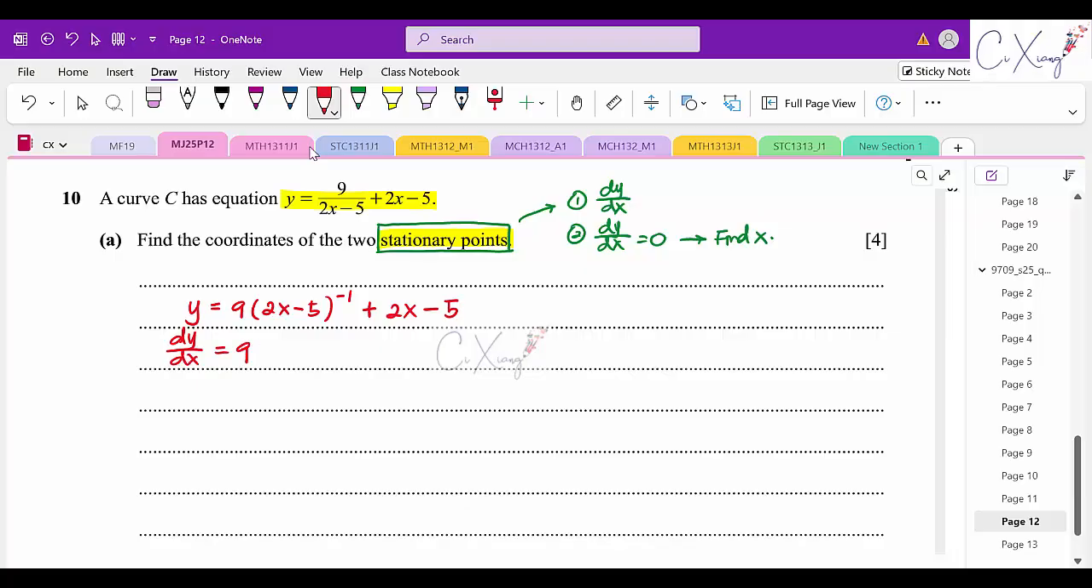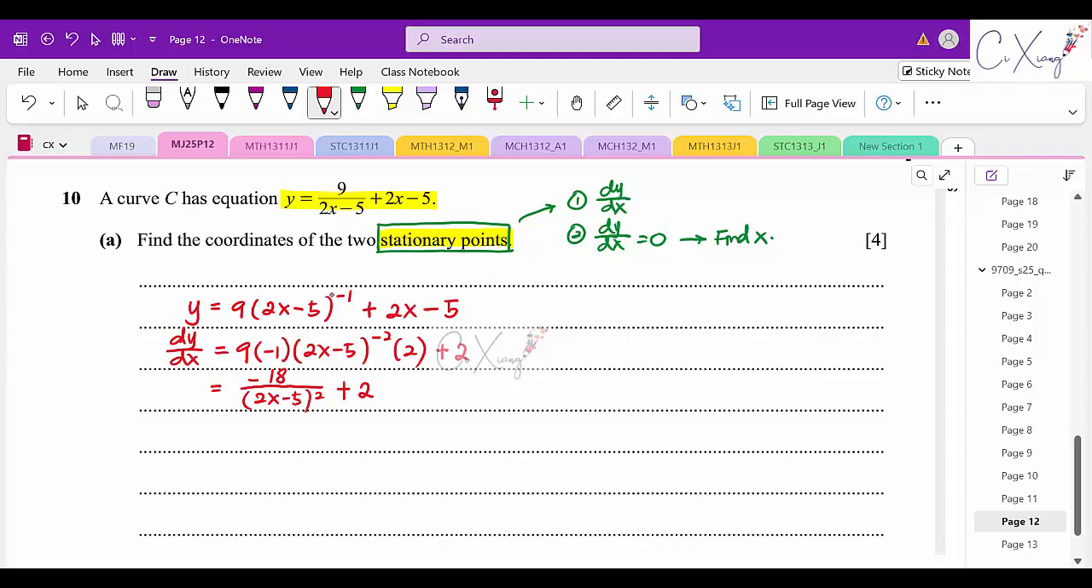I differentiate the bracket with power negative 1. When you do the differentiation, power you put in front, copy the bracket, power minus 1 become negative 2. You differentiate the thing inside the bracket, differentiate 2x minus 5. You have a 2, right? Then differentiate the next term. Differentiate 2x, you'll get a 2. Differentiate negative 5, you get a 0. So from here, I'll be having negative 9 times 2 is 18, then over (2x - 5) square, then plus 2.